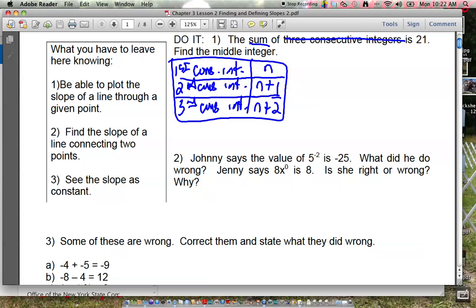So now it says the sum. What's sum mean? Add, is 21. So if I add them all up, here's my first one, N. Here's my second one, N plus 1. And then here's my third one, N plus 2. And altogether I get 21. Is this a same side situation or an opposite side situation? Same side. Good. And we want to see that you recognize one n plus another n plus another n is 3 n's. That's a phenomenally important step to take.